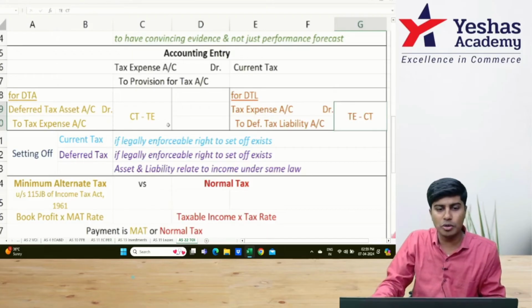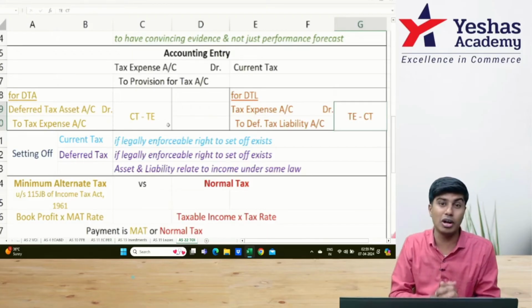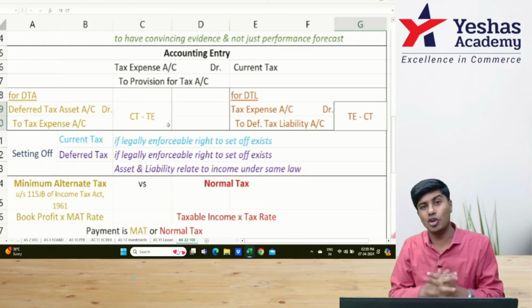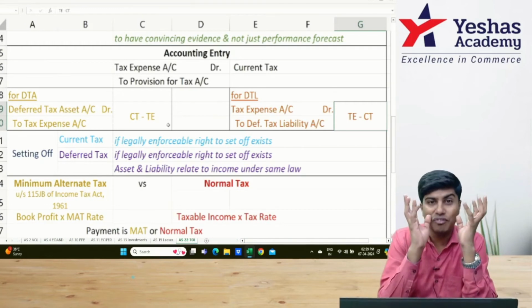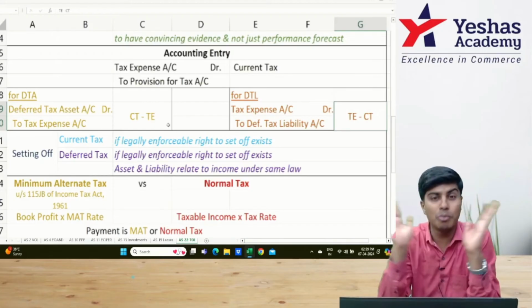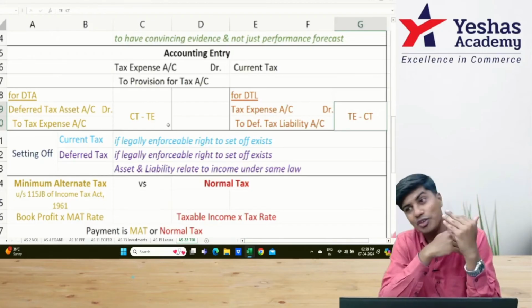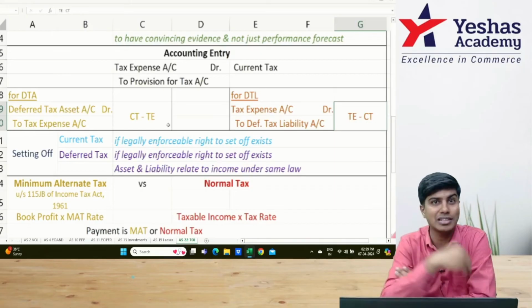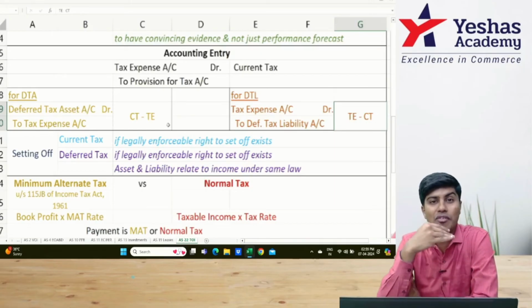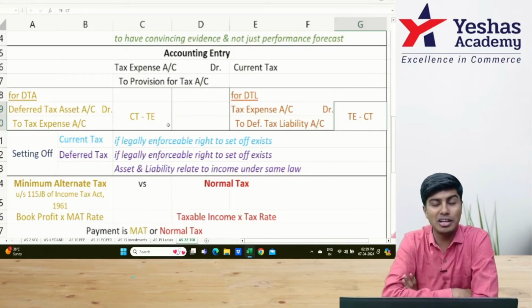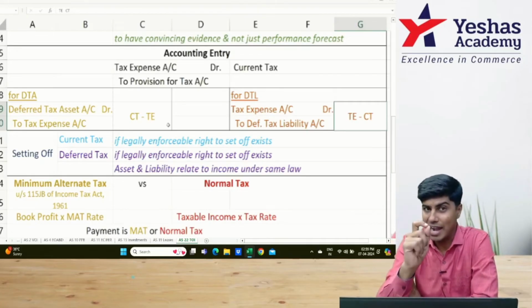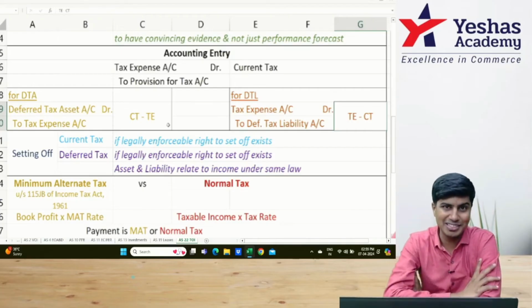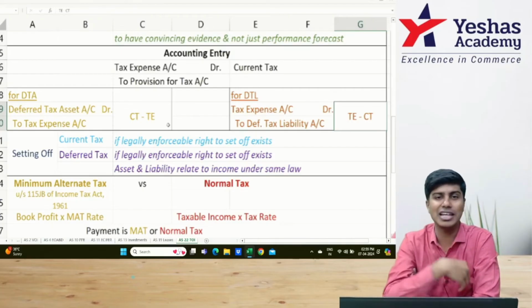Then let's talk about the minimum alternate tax and normal tax. Minimum alternate tax. See, with regard to deferred tax computation, don't ever worry about minimum alternate tax. First, finish off your entire deferred tax asset, deferred tax liability computations. Only when you're done with your deferred tax asset, deferred tax liability computation, then start with MAT. Because Standard 22 says that don't apply MAT in computation of deferred tax. So finish off your deferred tax, then start with MAT.